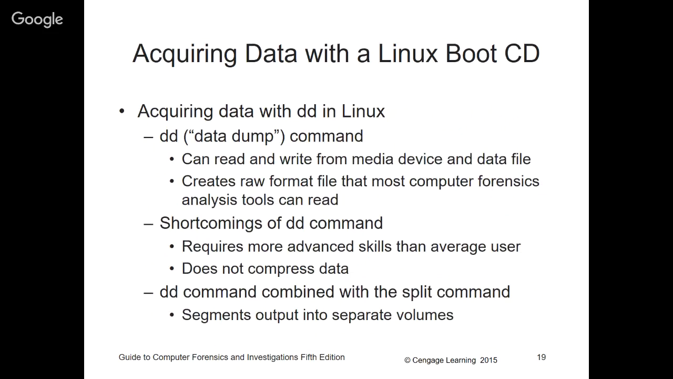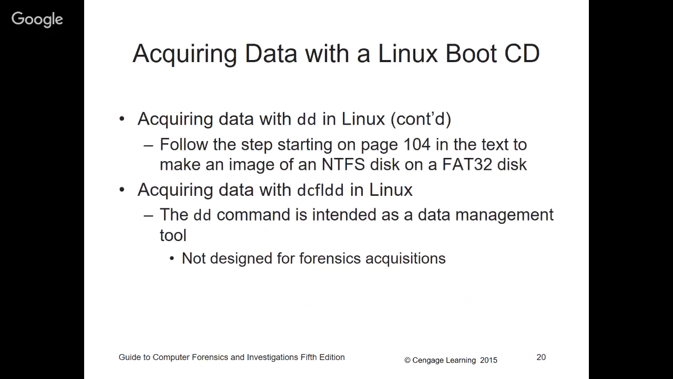Acquiring data with DD in Linux, data dump. You read and write from the media device and you create a raw file. Shortcomings of DD: it does require a little bit of advanced skills for the average user. You just can't click. It's all command line stuff. And you can split them out into segmented volumes, and it does not compress data. In step 104, it shows you how to make an NTFS image on a FAT32 disk.